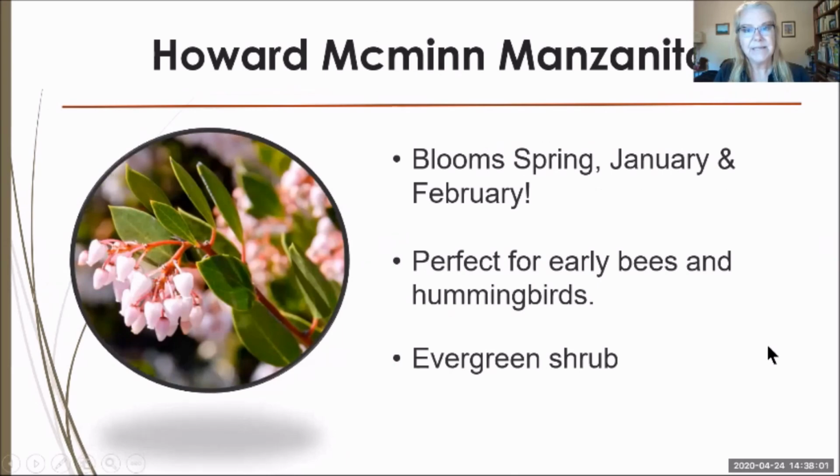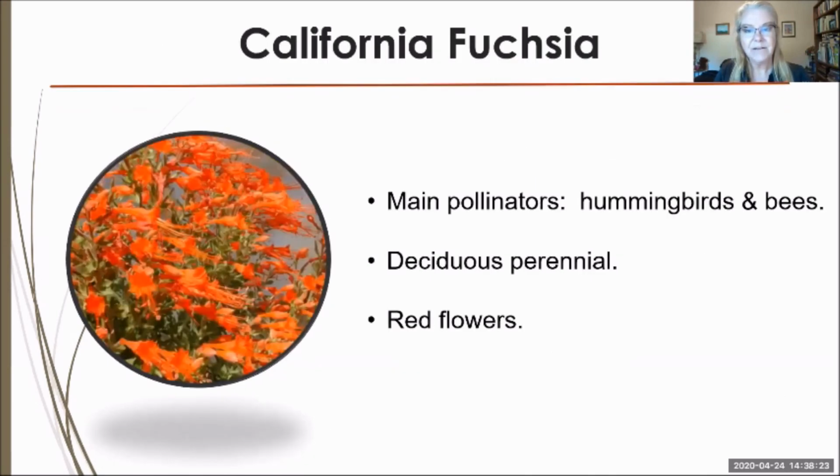And then we have manzanita. The specific one that seems to do well here is the Howard McMinn. So this one actually blooms in January and February, so it's perfect for early bees and hummingbirds. And it's an evergreen shrub. And the wood on it is that beautiful red color. And California fuchsia, main pollinators, hummingbirds and bees. It's a deciduous perennial, and it's got awesome red flowers.